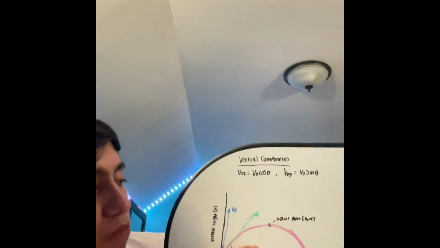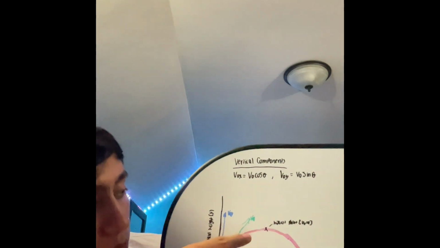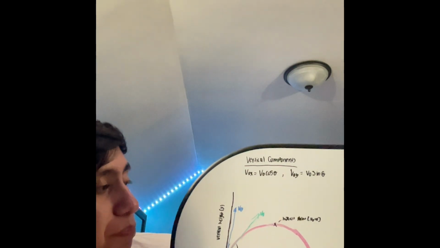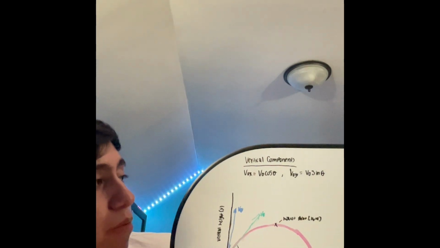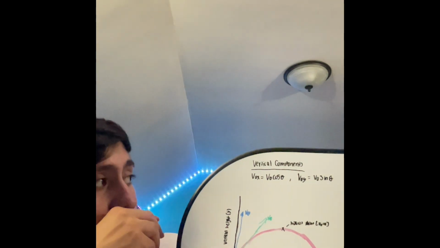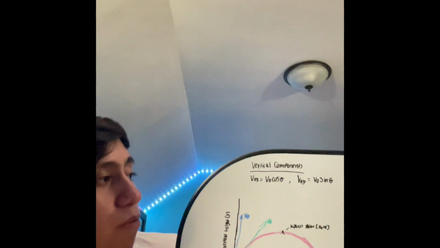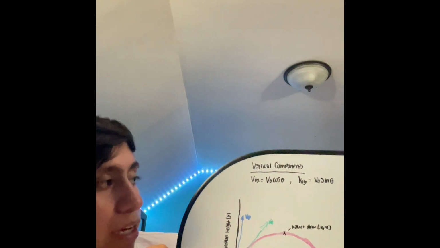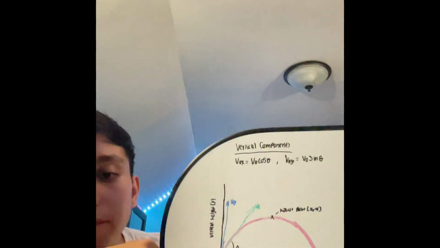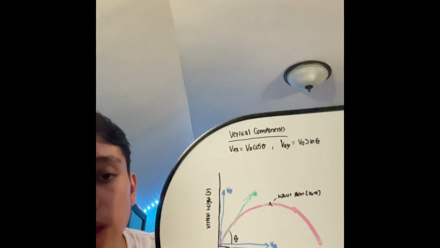This pink parabola represents the ball's path, with x being its highest point, where velocity is now equal to 0. From this, we are able to use trig to determine its components in the x and in the y. V initial in the x direction is equal to V initial times cosine theta, and V initial in the y direction is equal to V initial times sine theta.